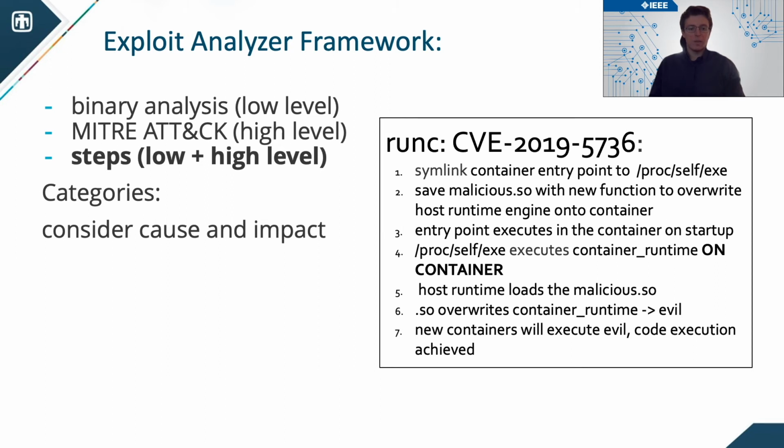So we decided on a middle ground framework that would break down the exploit into high-level adversary commands called steps, where steps capture the missing details from the high-level framework, but do not require compiled exploits like in a low-level framework. And so an example of this is on the right, with a natural language description of the adversary steps for CVE 2019-5736. This is a more complicated version of my 3-step explanation.